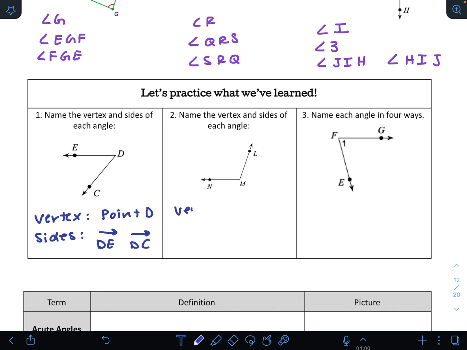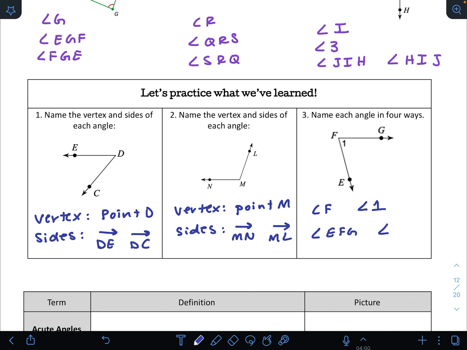Number 2, the vertex is point M. The sides are ray MN and ray ML. For number 3, you can name that 4 different ways: angle F, angle 1, angle EFG, angle GFE.